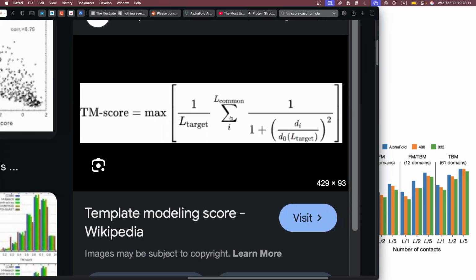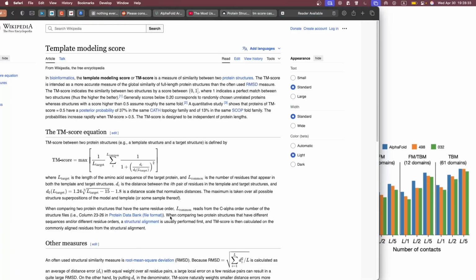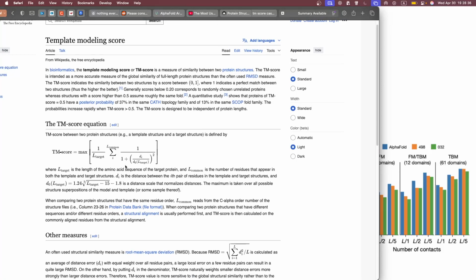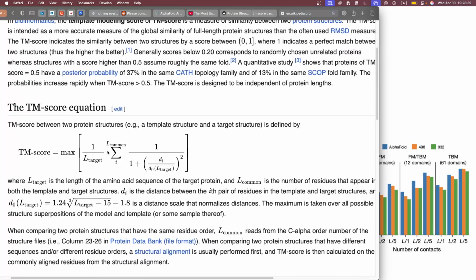Boom. There we go. Okay, TM score is the max of 1 over... wait, what's max? There's only one term. Am I missing something here, guys? Maybe open the Wikipedia page and maybe it'll say. Oh yeah, this is Wikipedia. Is it maximizing? Maybe Max is my friend. The TM score between two protein structures is defined by this, where the L target is the length of the target. Okay, so the length of the target, common, then the target squared.